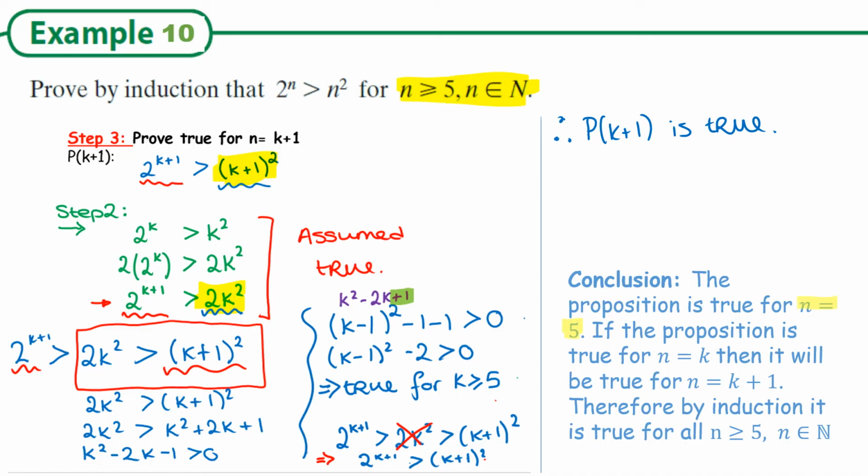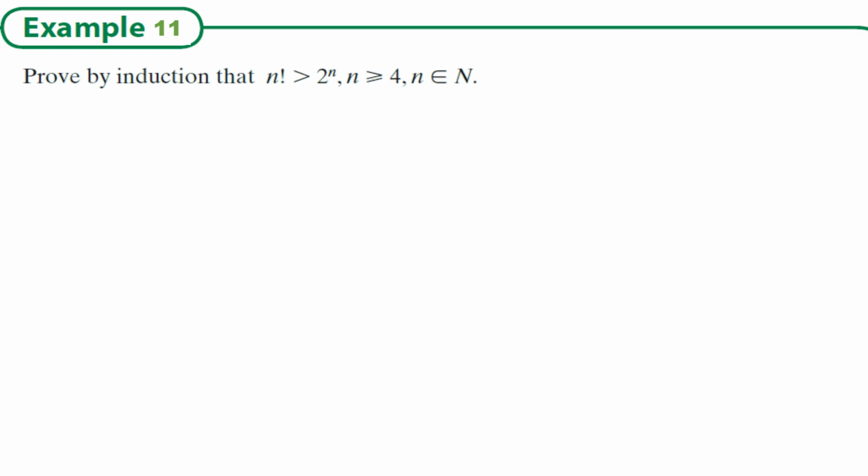And if the proposition is true for n equals k, then it'll be true for n equals k plus 1. Therefore, by induction, it'll be true for all n greater than or equal to 5, where n is an element of the natural numbers. So let's try another example.